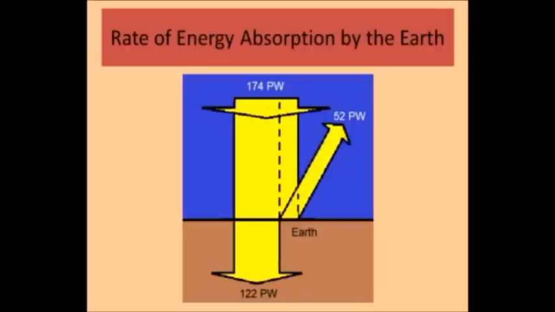Pictorially, we have 174 petawatts coming from the Sun and intercepted by the Earth. 30%, or 52 petawatts, is reflected by the Earth's albedo. The remaining 122 petawatts is absorbed by the Earth, and this heats the Earth. The 30% that was reflected does not heat the Earth in any way at all.